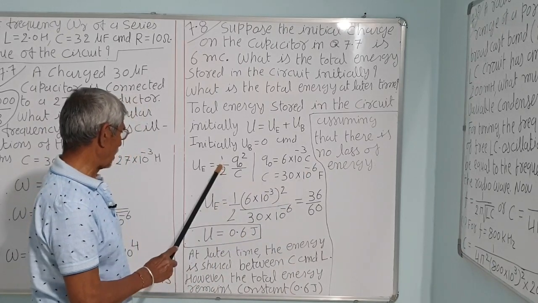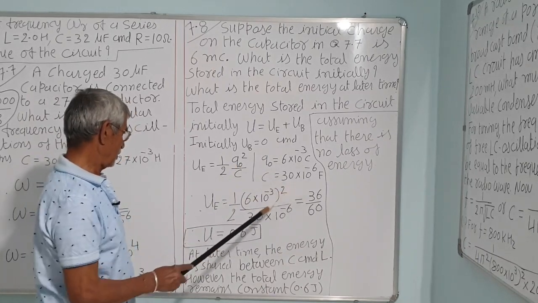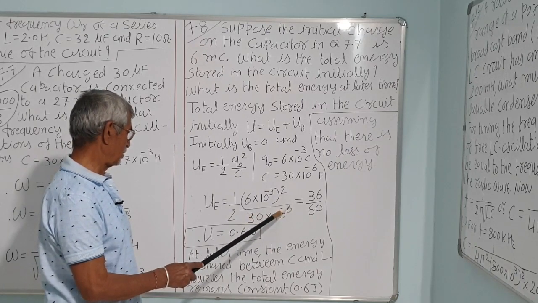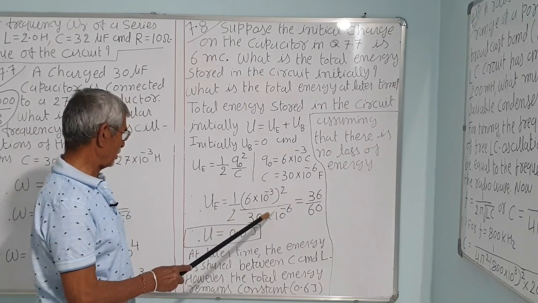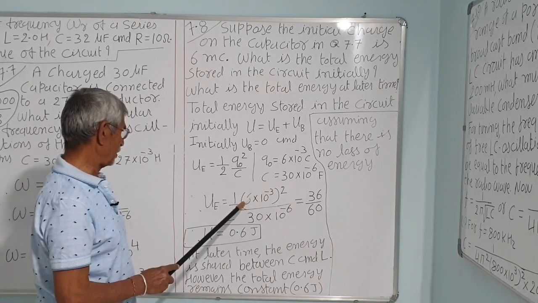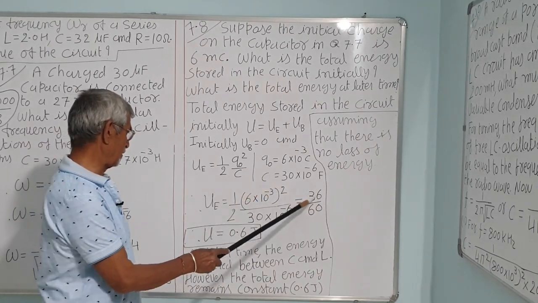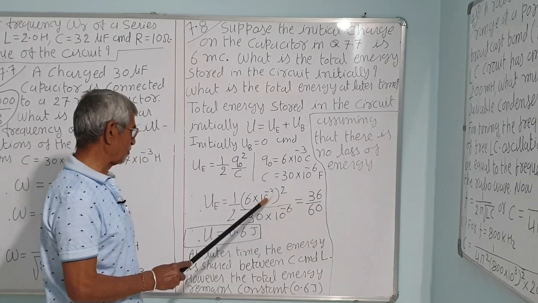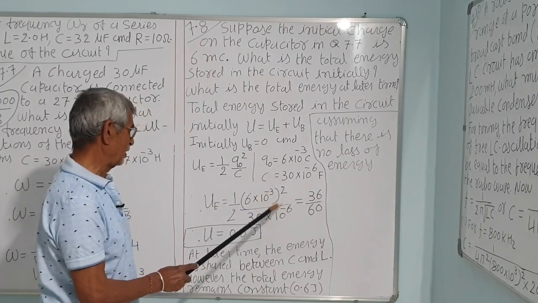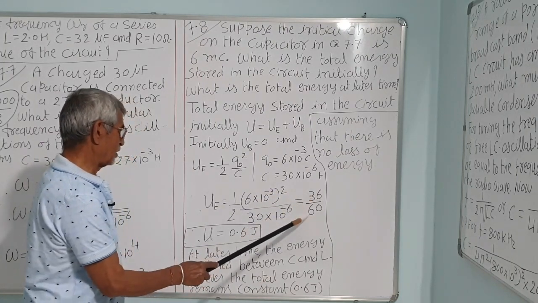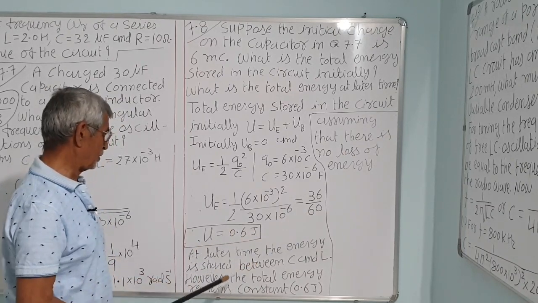So energy U is equal to half into Q square, that is 6 into 10 raised to minus 3 squared, upon C, that is 30 into 10 raised to minus 6. So this will be 30 into 2, 60, and on top, 6 into 6, 36 upon 60. The power 10 raised to minus 3 squared is 10 raised to minus 6, so it cancels with the minus 6 below. So 36 upon 60 comes to 0.6 joules, symbol J.